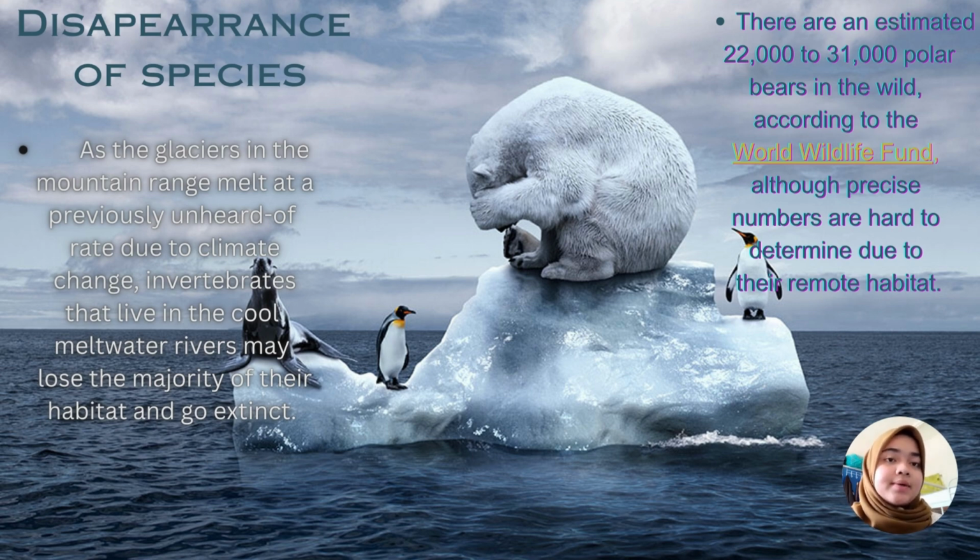As the glaciers in the mountain range melt at a previously unheard of rate due to climate change, invertebrates that live in the cool meltwater rivers may lose the majority of their habitat. There is an estimated 22,000 to 31,000 polar bears in the world, according to the World Wildlife Fund, although precise numbers are hard to determine due to their remote habitat. This population has been decreasing due to global warming, so they have no habitats to live in.